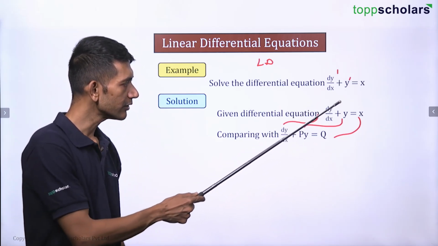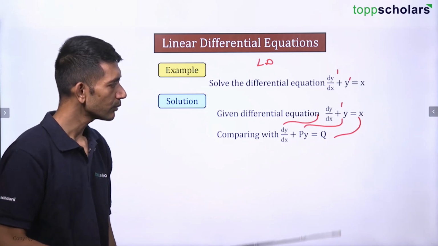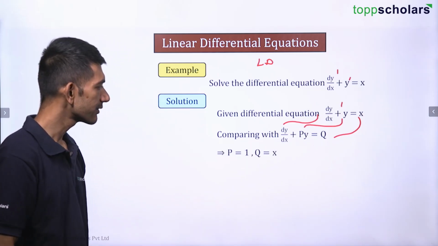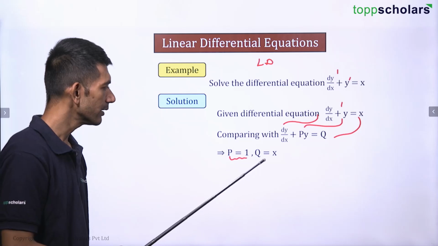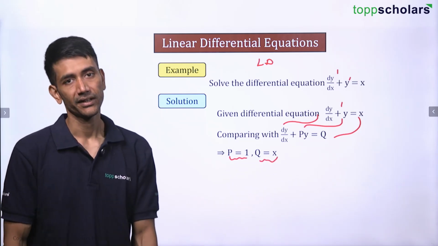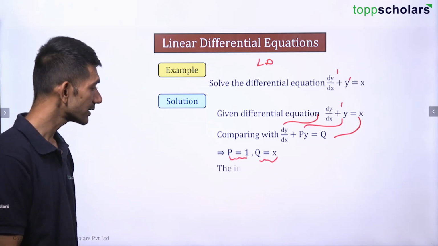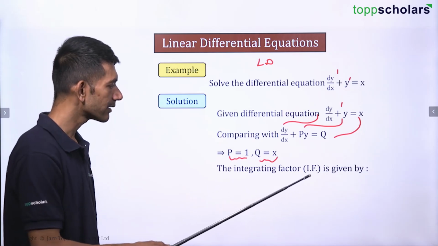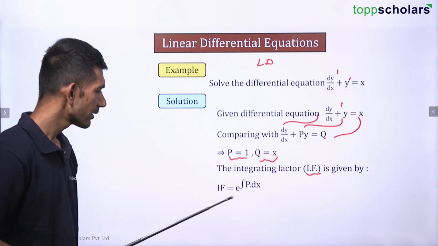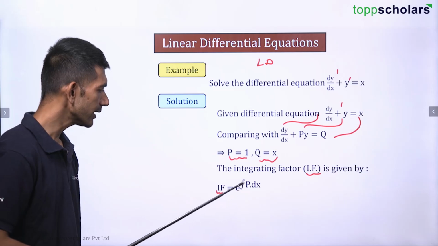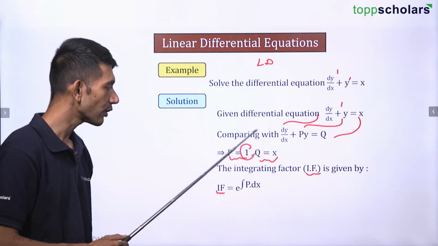Can I say p is 1? See, p is 1. And what is q? Q is x. So we get p as 1 and q as x. So p is basically a constant here. So the integrating factor will be given by e raised to integral of p dx. Why? Because this is a constant.